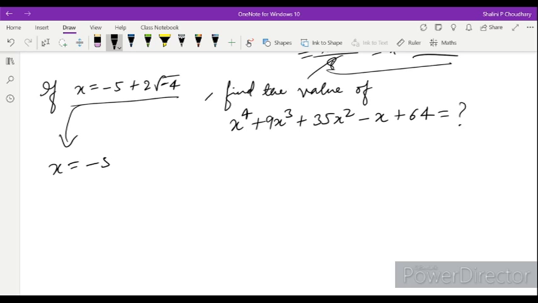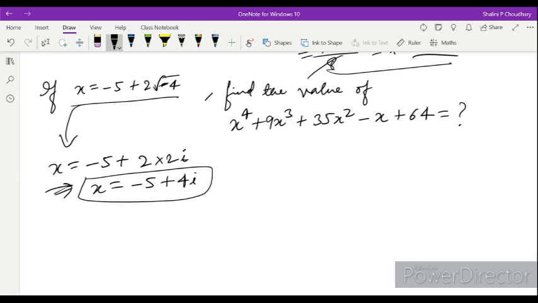x will be equal to minus 5 plus 2 into square root of minus 4. Square root of 4 will be 2, and square root of minus 1 will be equal to i. So what value will we get for x? The value of x will be minus 5 plus 4i. Okay, this will be the value of x. So how can we find out the value of this function? We can also write x plus 5 is equal to 4i.